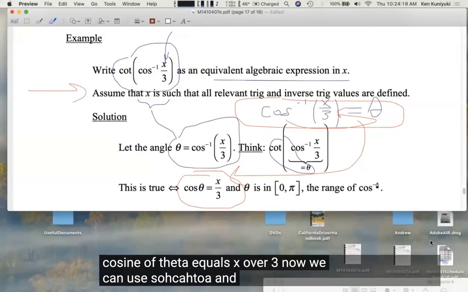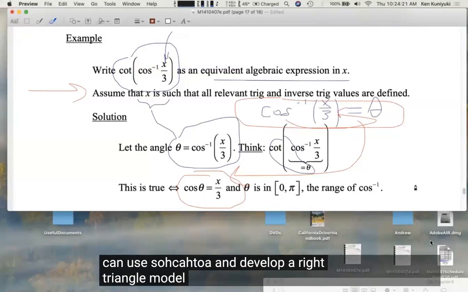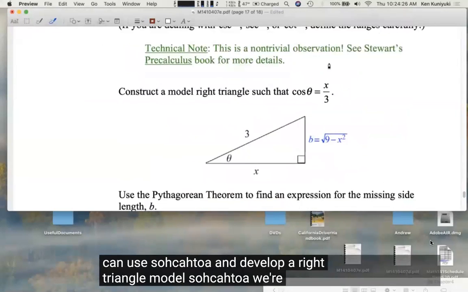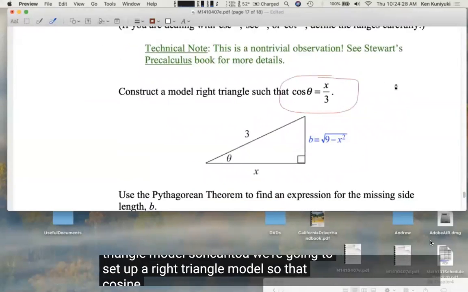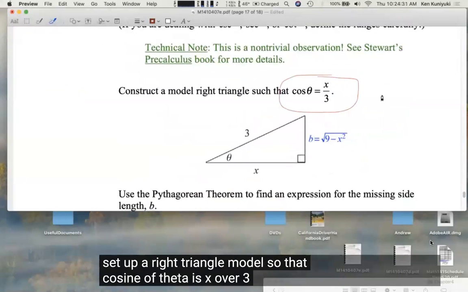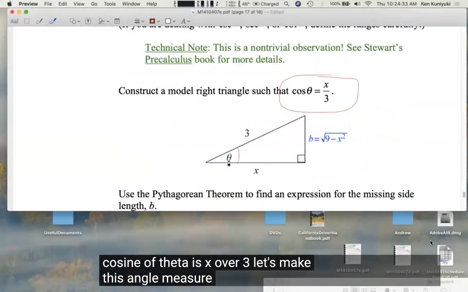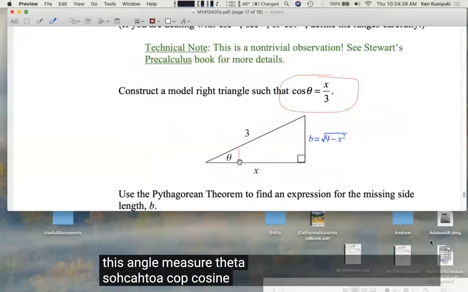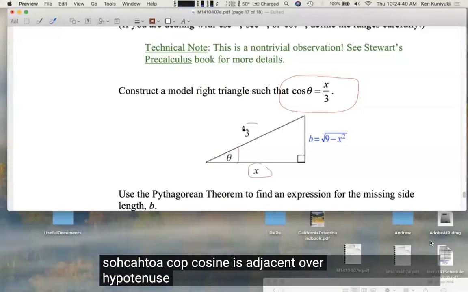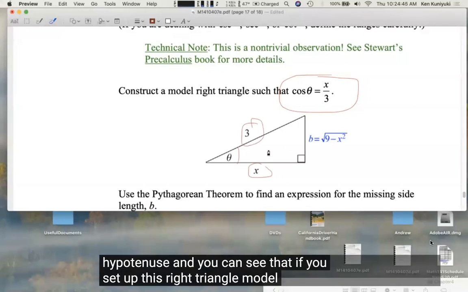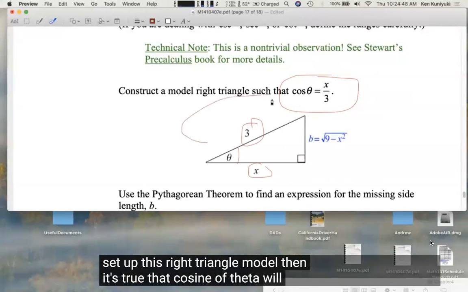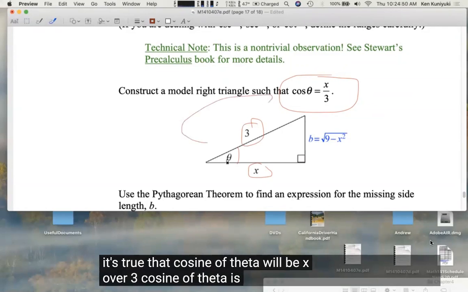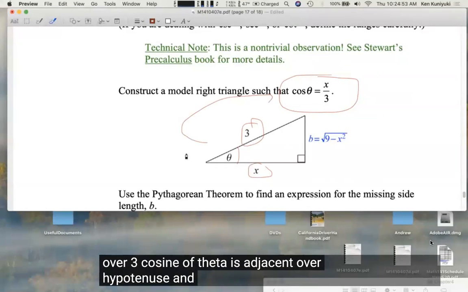Now, we can use SOHCAHTOA and develop a right triangle model. We're going to set up a right triangle model so that cosine of theta is x over 3. Let's make this angle measure theta. SOHCAHTOA. Cosine is adjacent over hypotenuse. And you can see that if you set up this right triangle model, then it's true that cosine of theta will be x over 3. Cosine of theta is adjacent over hypotenuse.